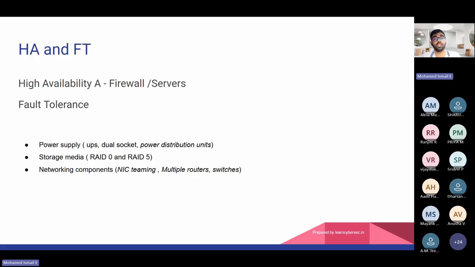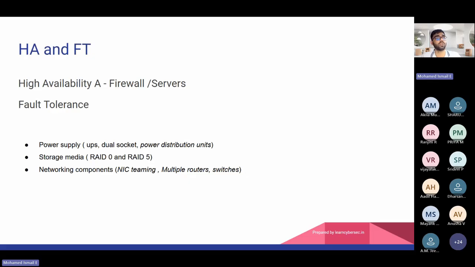RAID 0, you need only 2 disks. One primary, one is backup. So the primary data is taken into the another disk. So RAID 0 is a replica of the primary data. RAID 5, you have backup plus parity data stored in the RAID.